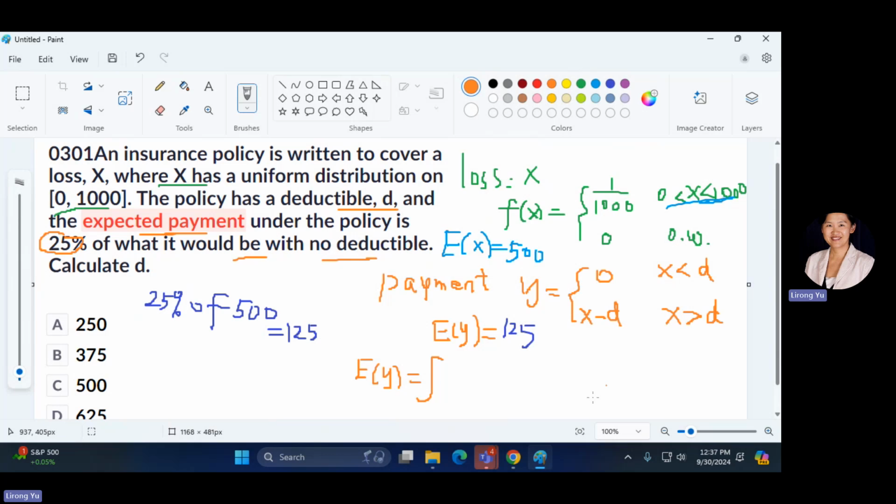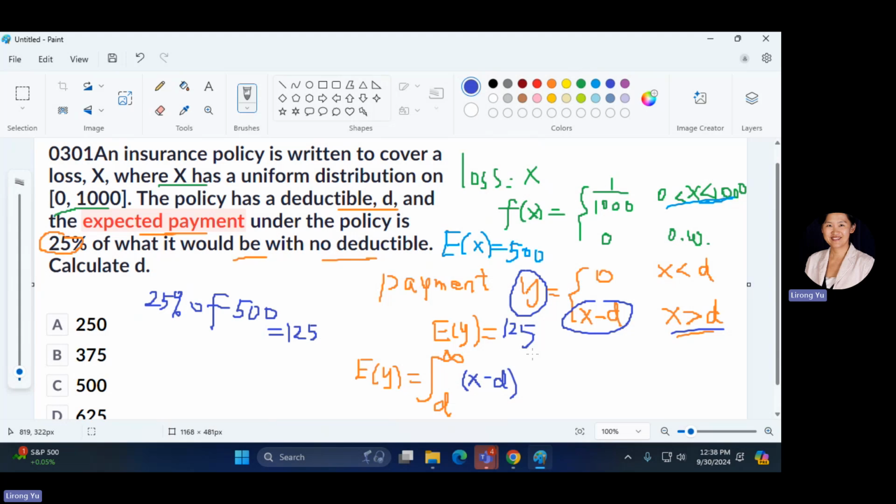So you're going to use integration to find the expectation. In the discrete case, you would do the summation to find the expectation. But in the continuous case, we would do integration. Since X is bigger than d, it's d to infinity. That's the integration. We're going to find the expectation E of Y, which really is E of X minus d, since the other part is zero.